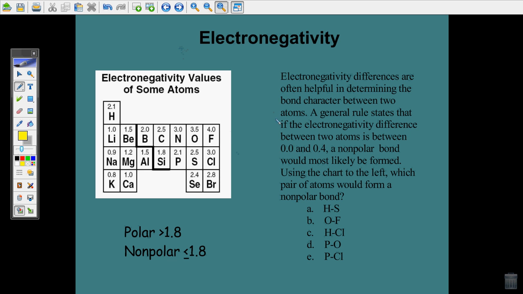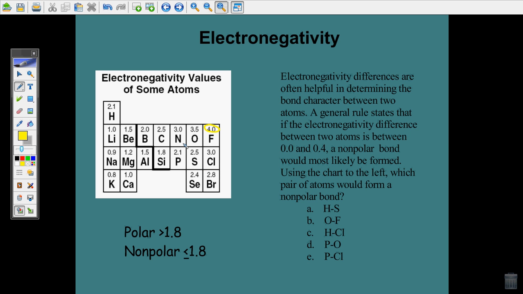And you could get questions like this. They'll give you a little chart with the values of electronegativity, and electronegativity difference is often helpful in determining the bond character between two atoms. A general rule states that if the electronegativity difference between two atoms is between 0 and 0.4, a nonpolar bond would most likely form. Using the chart to the left, which pair of atoms would form a nonpolar bond?